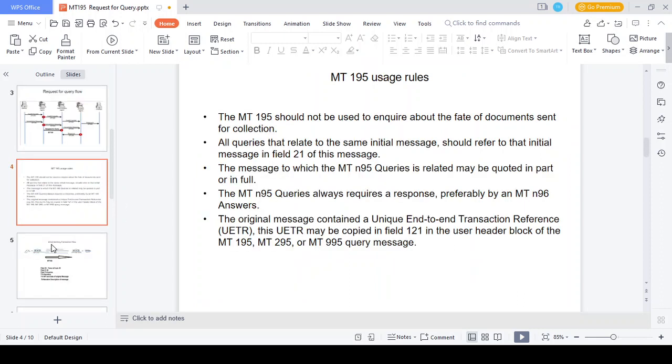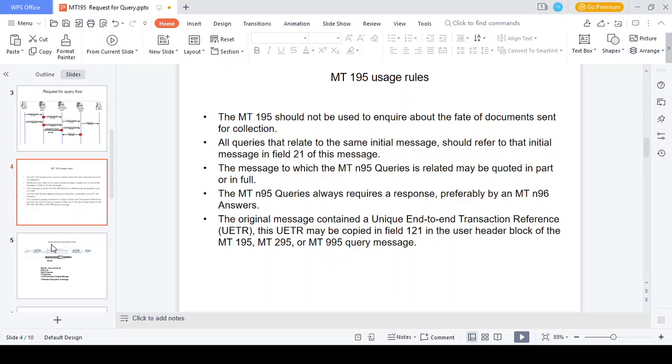What rules are available for MT195? It should have a unique code and narrative. You can inquire about your transaction. In the case of financial institution to financial institution, how the transaction inquiry happens is based on field 21, the related reference number.